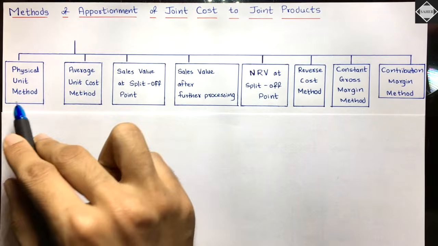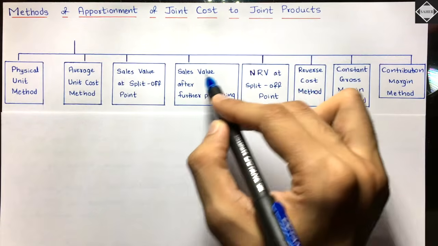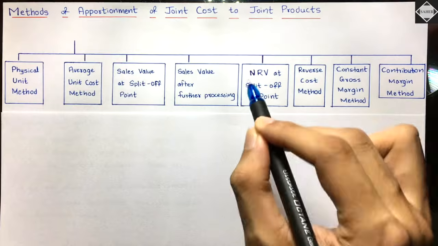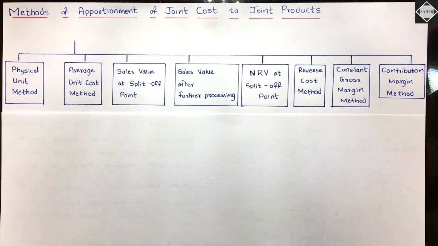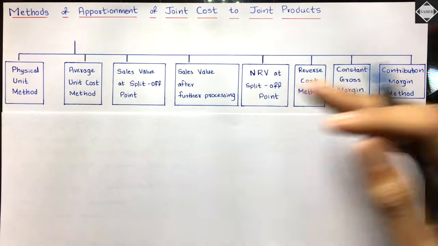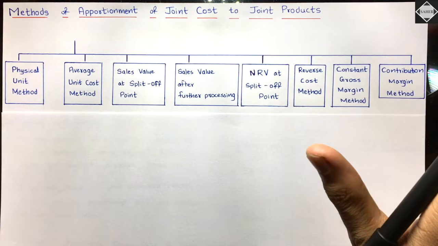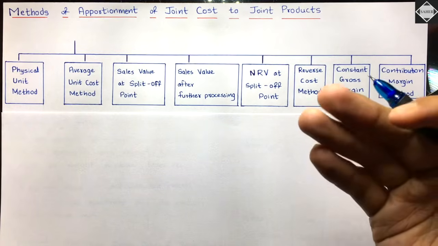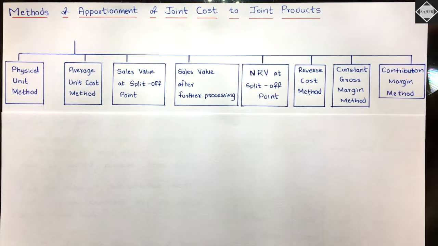Physical unit method, average unit cost method, sales value at split off point, sales value after further processing, net realizable value at split off point, reverse cost method, constant gross margin method, contribution margin method. So many methods are available. I know you people are getting worried a little bit, but don't worry, it's simple, it's not difficult at all. And in practical life we'll be applying only one of the methods, not all. Is that clear? So now let's start with the physical unit method.